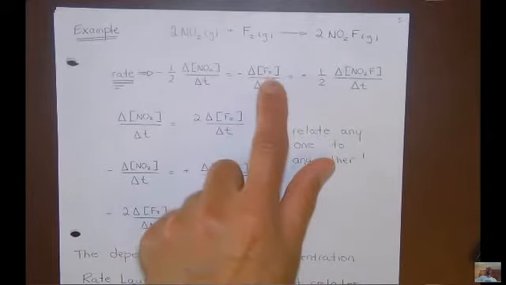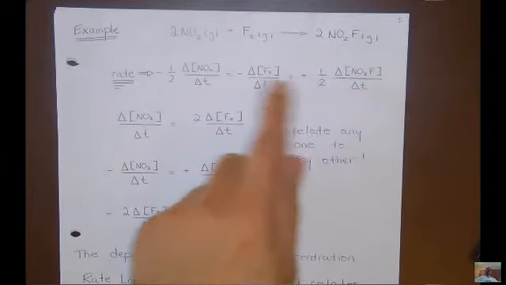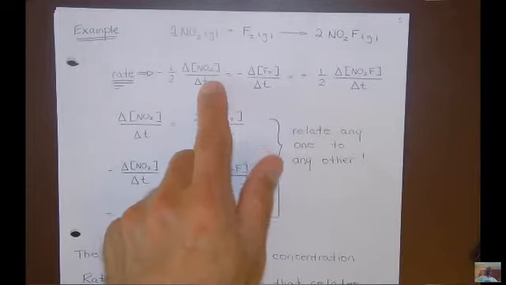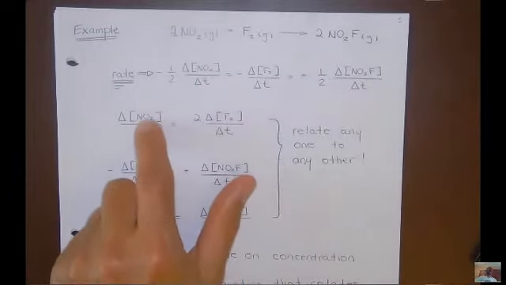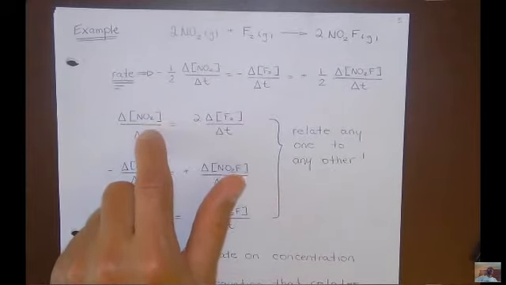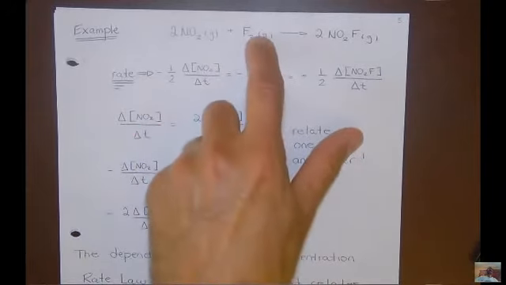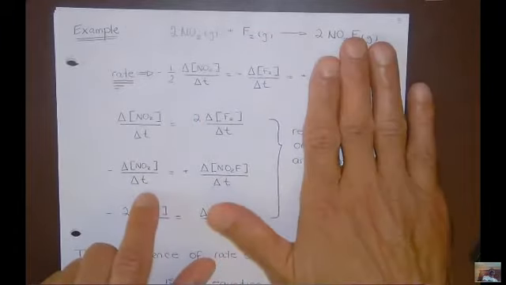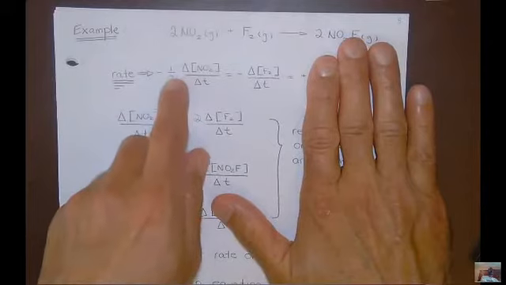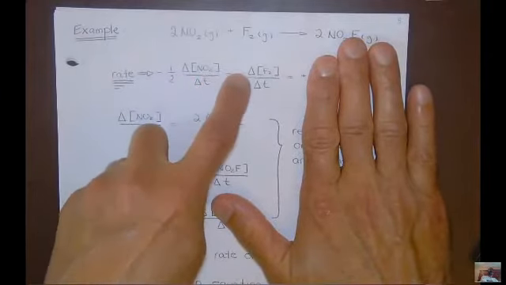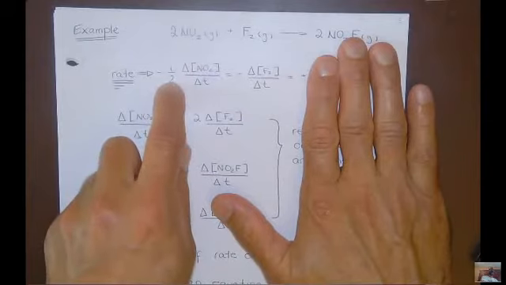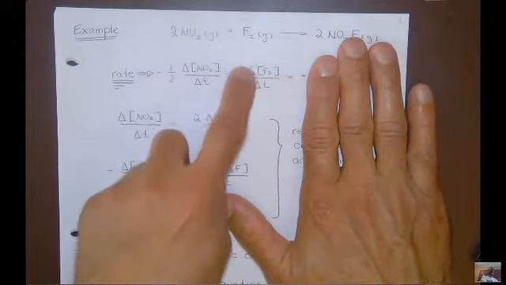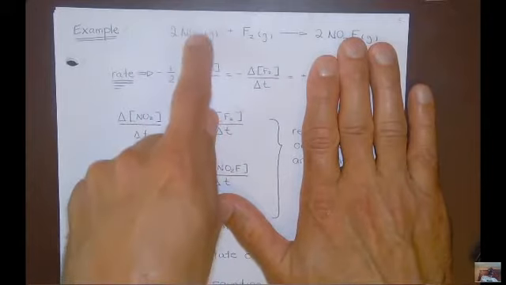Okay? I'm never going to use all 3 at the same time. I'm going to give you one and ask you for the other one. So let's take a look at the relationship. What's the relationship between the disappearance of NO2 and the disappearance of fluorine? Okay, well, if I put these two things together, I got a negative sign and a negative sign, so they cancel out. And then to get rid of this 2 in the denominator, multiply both sides by 2, and I get this relationship.